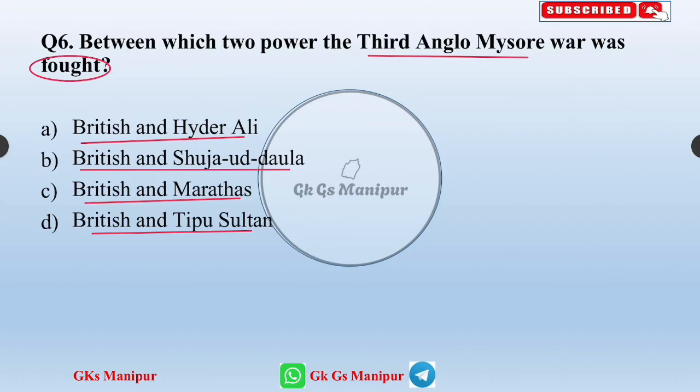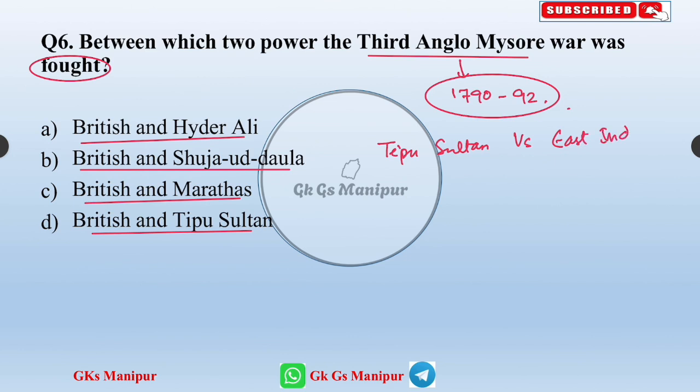And here the correct option is D. The third Anglo-Mysore war was fought from 1790 to 92, between the British East India Company, led by Lord Cornwallis, and the ruler of Mysore, Tipu Sultan. So it was between the British and Tipu Sultan.